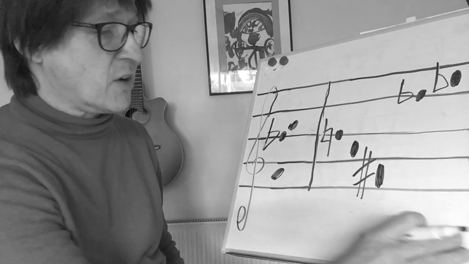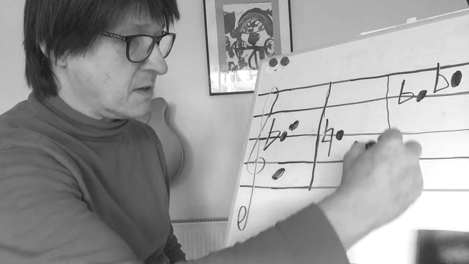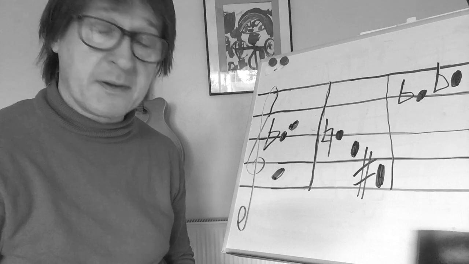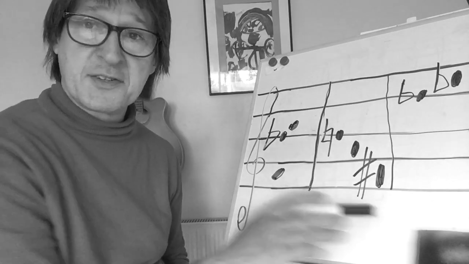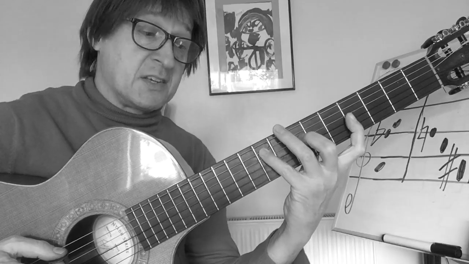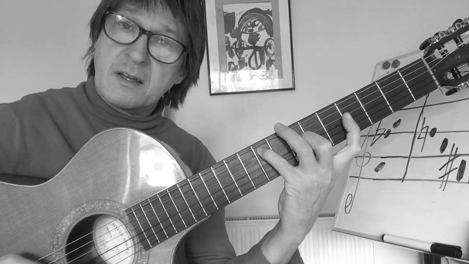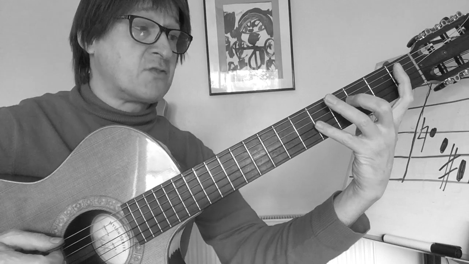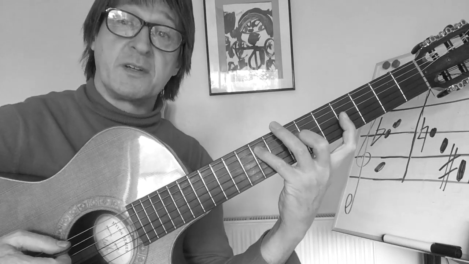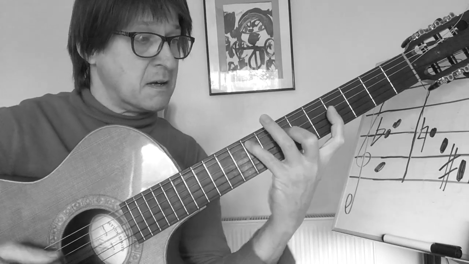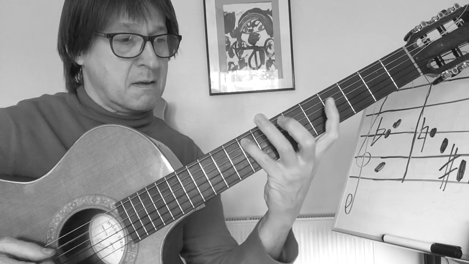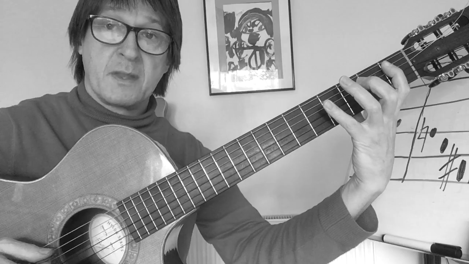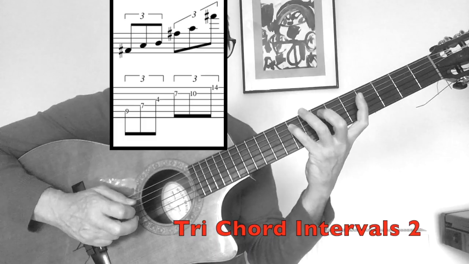Okay, now we'll make a trichord out of these three notes. So we've got a B natural, an A, and an F sharp. Let's see how this sounds. So we have something like this. Going from the first trichord to the second trichord. Going back to the first trichord.